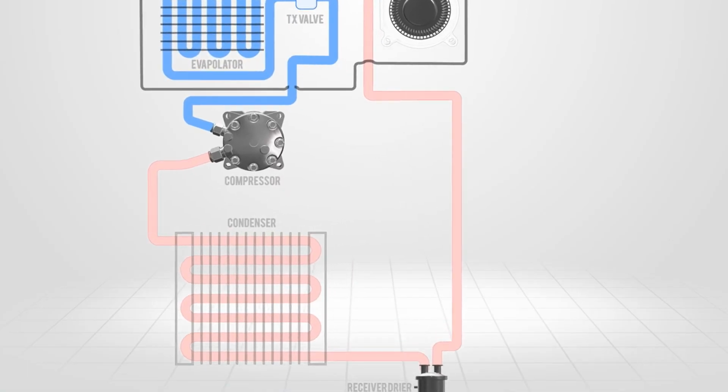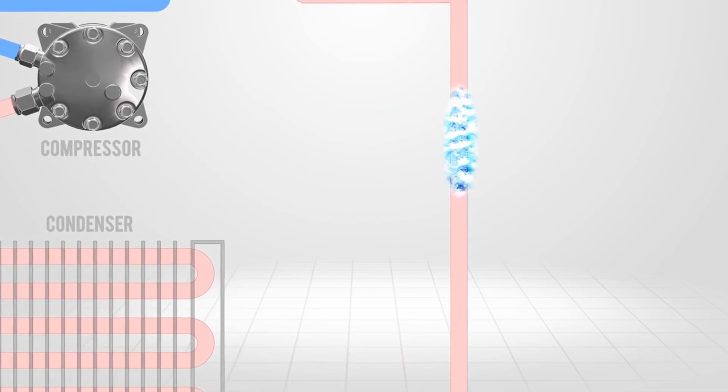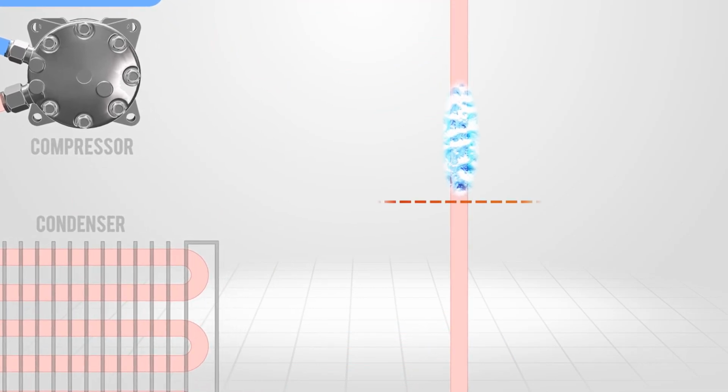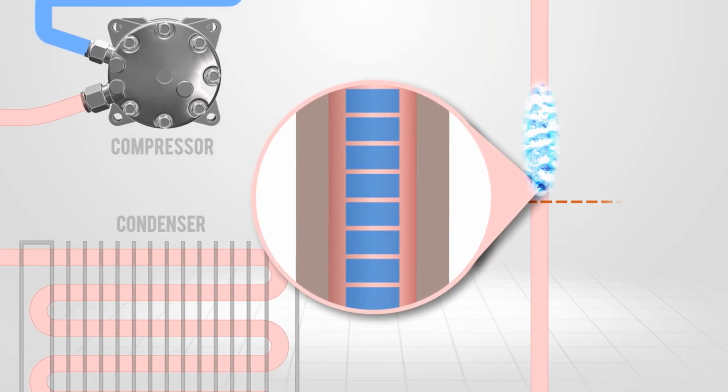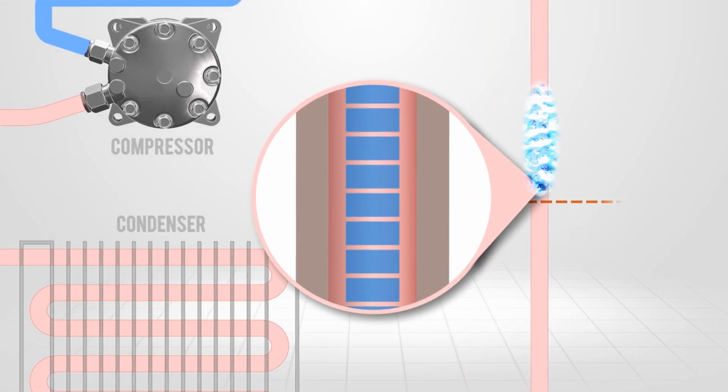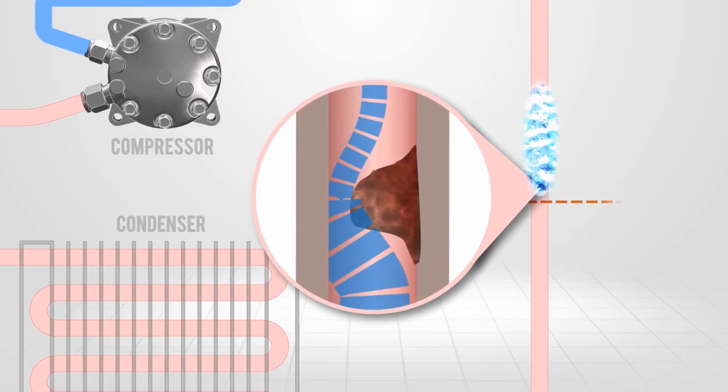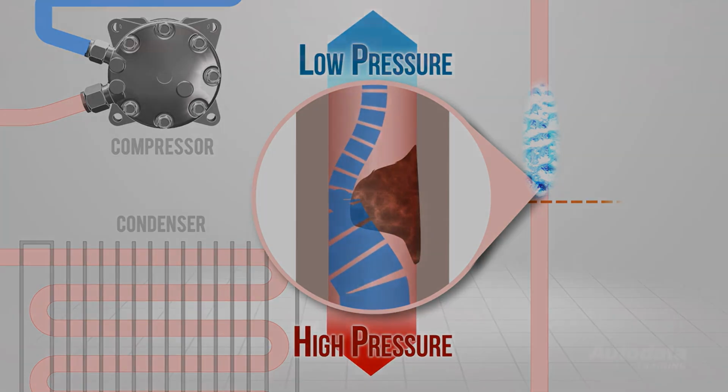You may see condensation forming on one point of the high side pressure pipe. This indicates that the restriction is located before the condensation. The condensation forms due to the pressure differential across the restriction.